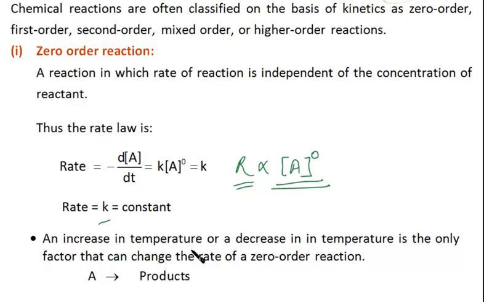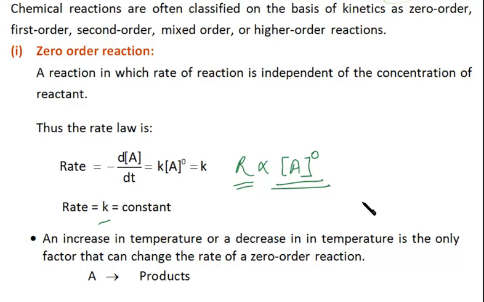An increase or decrease in temperature is the only factor that can change the rate of a zero order reaction. See, the zero order reaction is independent of the concentration of the reactants, and the rate can be changed by temperature only, as temperature affects the rate of reaction. How come? In a reaction some bonds are broken and some bonds are formed, so temperature has a major role to play in the rate of the reaction.